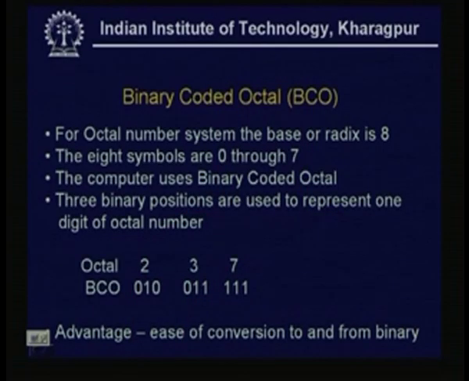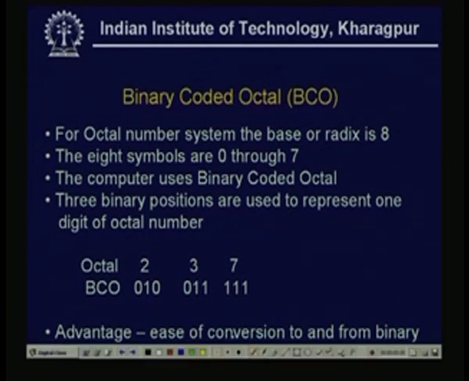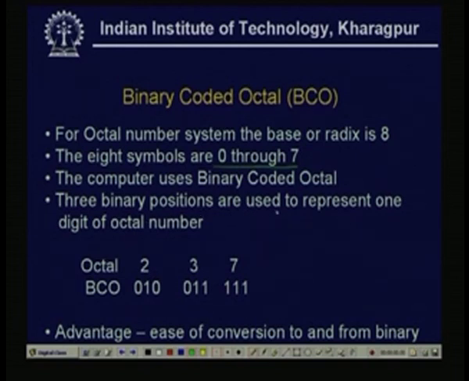So, first we see what is binary coded octal, normally we call BCO. For the octal number system already we have seen that the base or radix is 8, and the 8 symbols are 0 through 7, means 0, 1, 2, 3, 4, 5, 6, 7. These 8 values are mainly used. Now, the computer uses binary coded octal. How is an octal number converted to binary coded octal? 3 binary positions are used to represent 1 digit of an octal number.